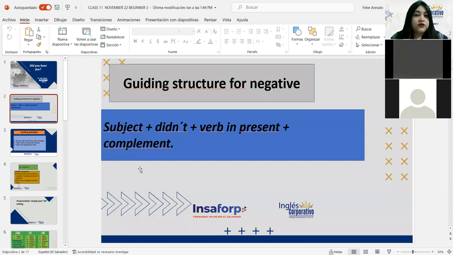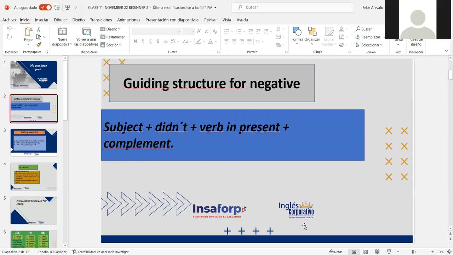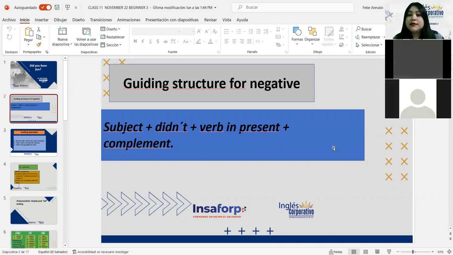We have the guiding structure for negative, right? You remember the last class we were practicing with affirmative statements in simple past and negative statements also, right? So today we are going to develop a lot of information related with simple past, but also we need to see the structures and review the structures that we already learned, right? So let's see.